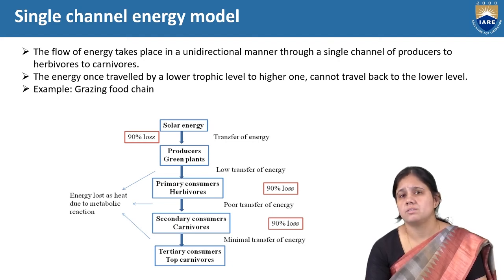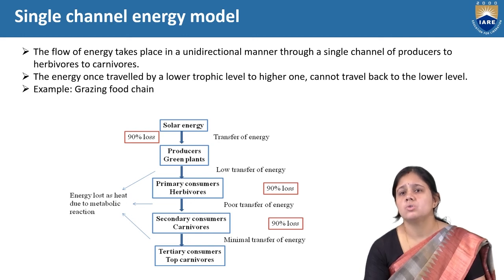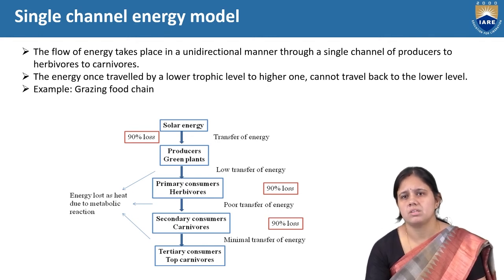The grazing food chain starts with solar energy. It starts with a producer, and the producer makes food by the process of photosynthesis, and they provide this energy to their next trophic level, the herbivores. Then herbivores provide their energy to the carnivores, and the carnivores provide energy to the tertiary carnivores. From solar energy, already 90% of the energy is lost. The producer will take only 10% of the energy, and they will again lose some energy in their activities. Energy is lost as heat due to metabolic reactions and metabolic activity, whatever that organism is doing in that ecosystem.